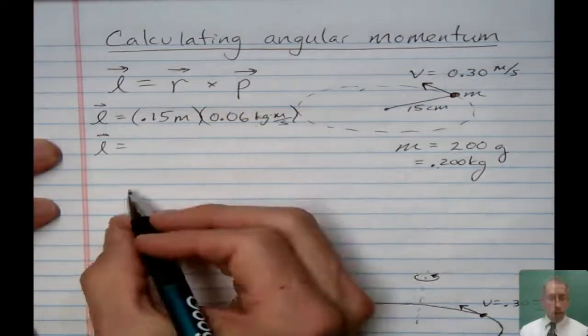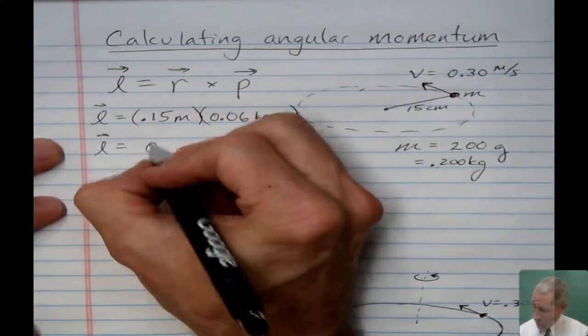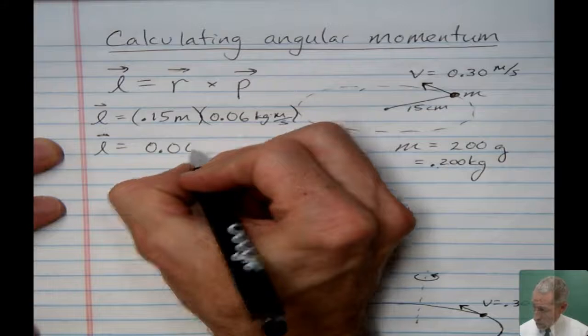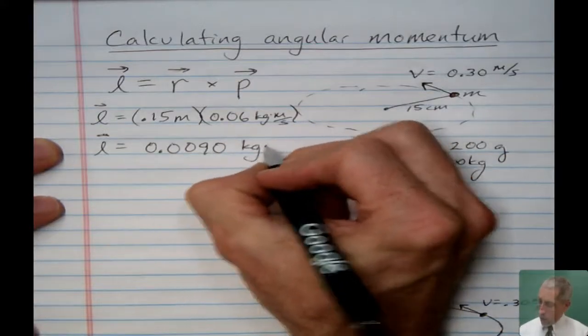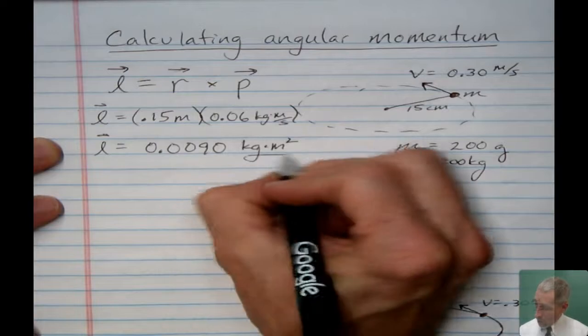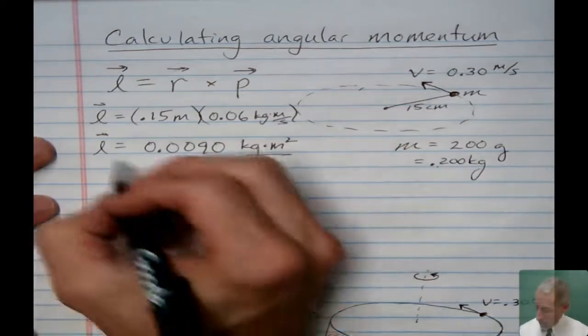And I multiply those together and I have a total angular momentum of 0.009, listen to these units, kilogram meters squared per second. That's a bit of a mouthful.